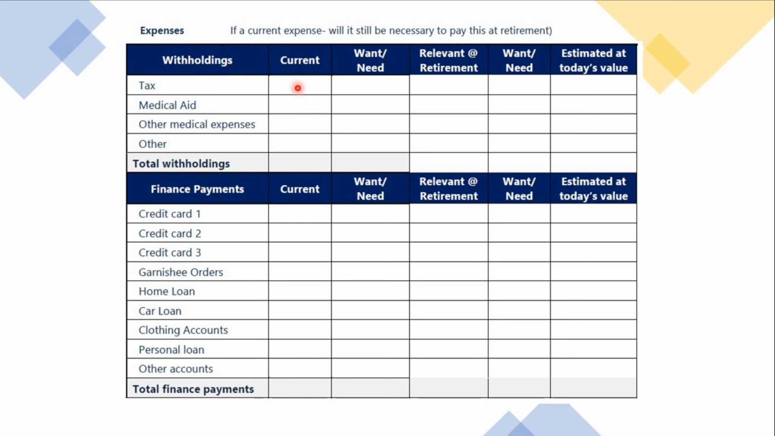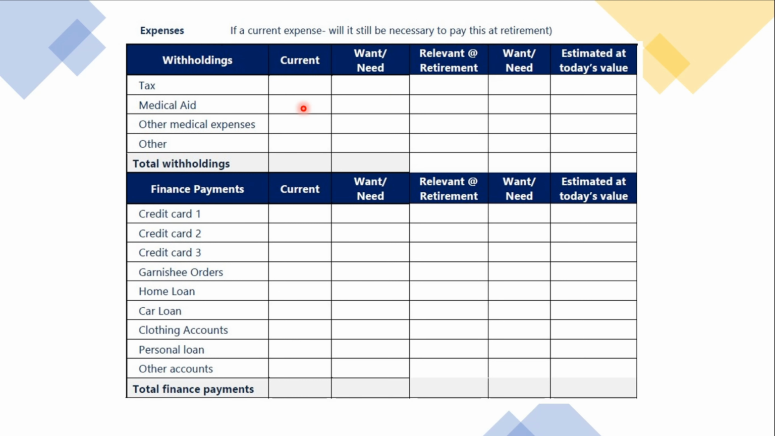So, tax. Current tax. Is that a want or a need? Remember, a need is something I can't do without, like food. A want is something I desire. Now, relevant at retirement, would tax be relevant? Yes, of course, but it will be less, so that's wonderful. Would it then be a want or a need? And then estimated at today's value. Now, you know that I'm going to pay less tax at retirement, but if I pay 4,000 now, how much do I think? I know it's a ballpark figure, but how much do I think I might pay?